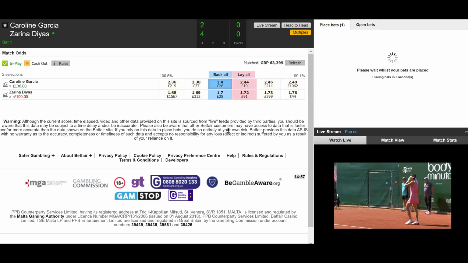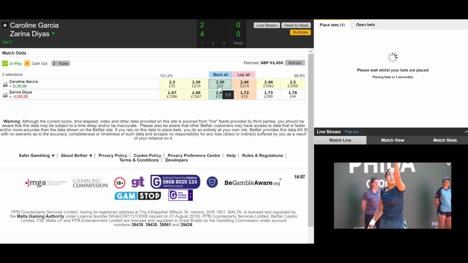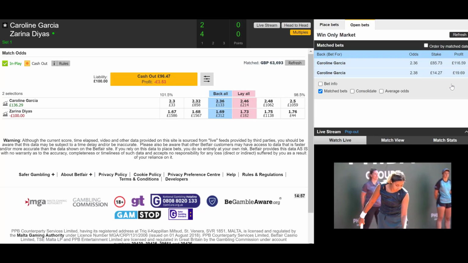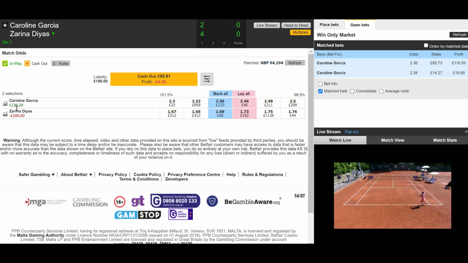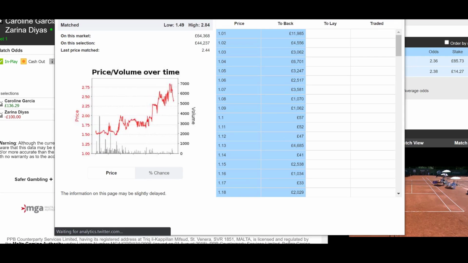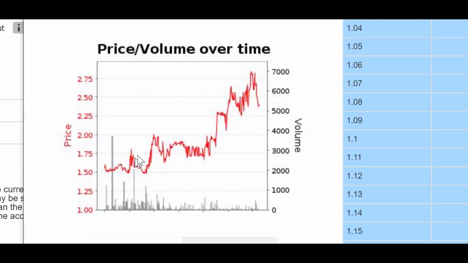I'm going to back Caroline Garcia here, 2.4, 2.38, 36, 38. That's where we got matched anyway. So anyway, just to quickly show you this, it's 4-2 in the first set. Garcia was the favorite. And now what we can see, if we just look at the chart, is that there's been the drift on Garcia.